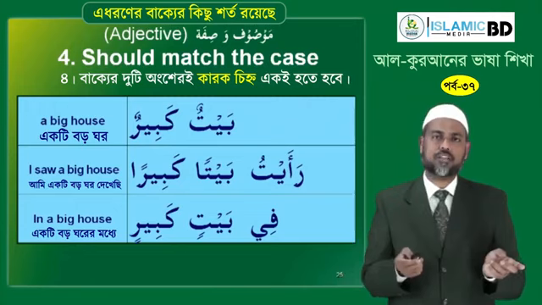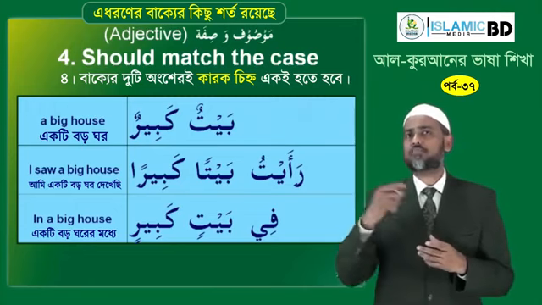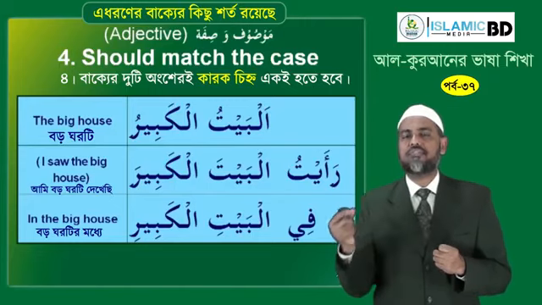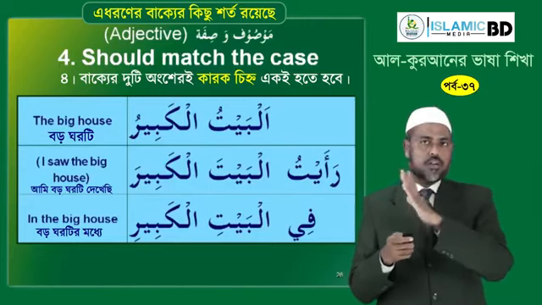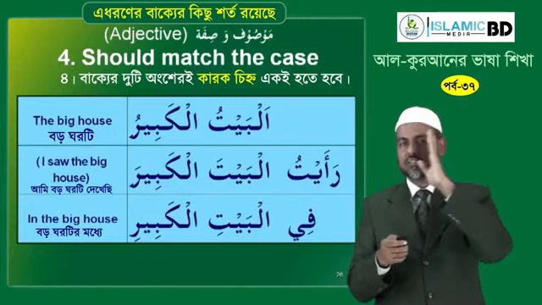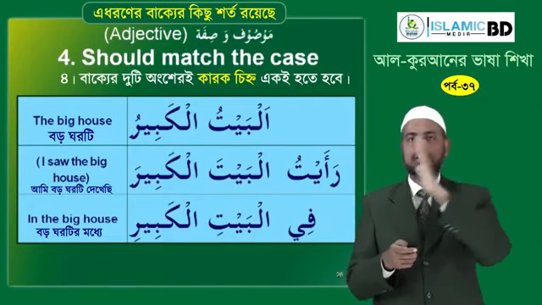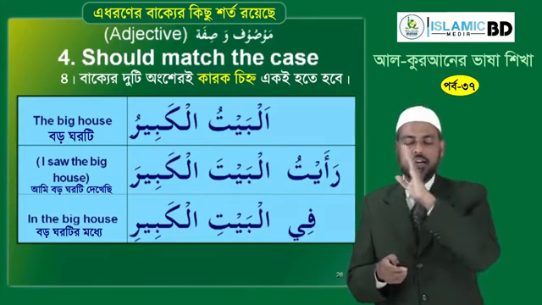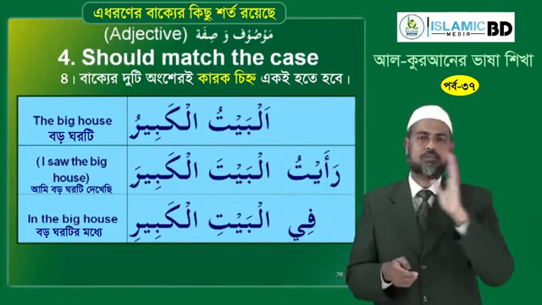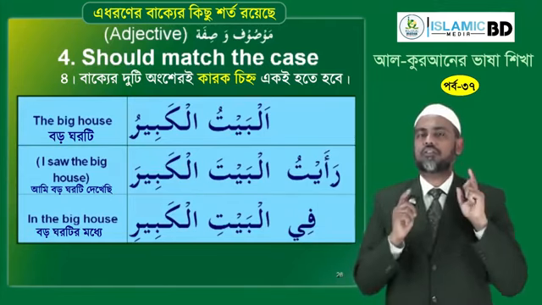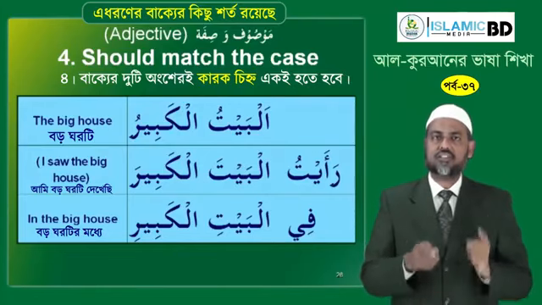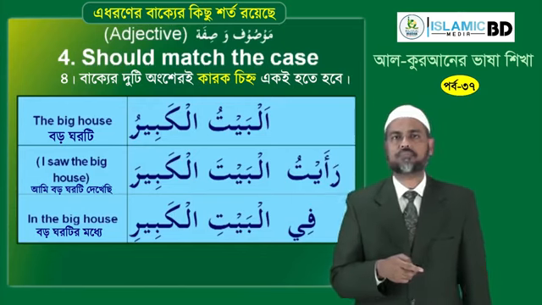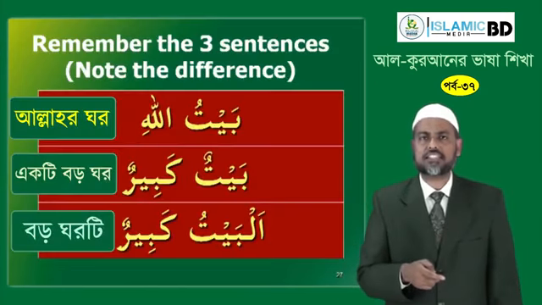So if it is baitin, it should be kabirin. And if it is specific also, al baitul kabiru, ra'aytul baital kabira, fil baitil kabiri. So everything, if it is al, then this should be al. If it is on, this should be on, an, in. Singular, singular, plural, plural. And if it is masculine, it should be masculine, feminine, feminine. The sifa, the adjective that you are using, should match in all these areas. So let us remember these three sentences.